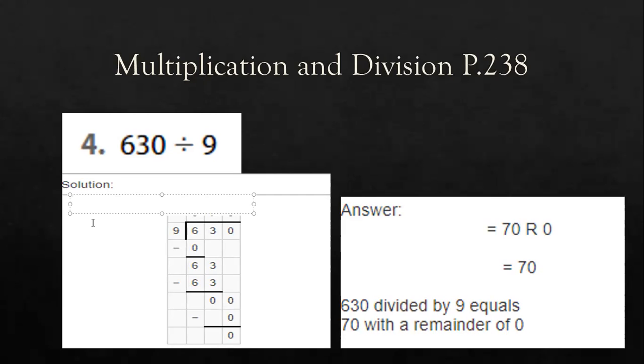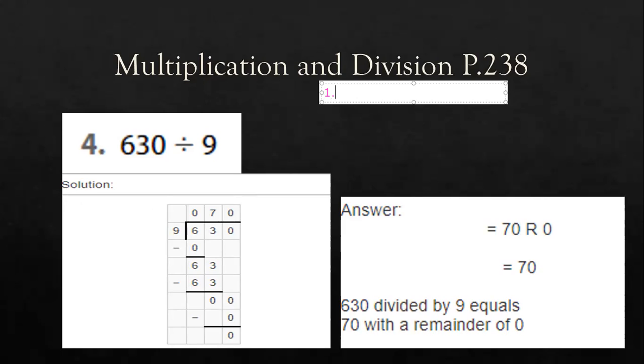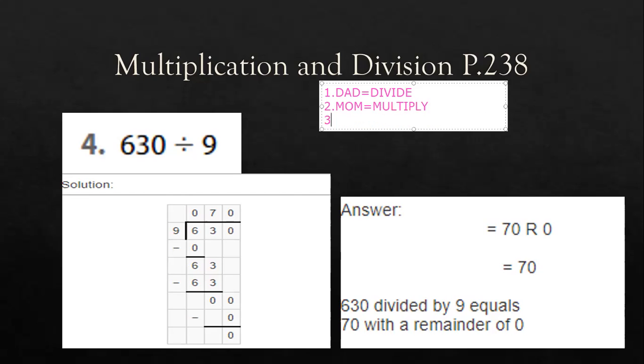The steps of long division I have. Number 1, let me write it here better. Number 1, dad equals what? Divide. Number 2, mom equals what? Multiply. Number 3, sister equals what? Subtract. Number 4, brother equals what? Bring down.